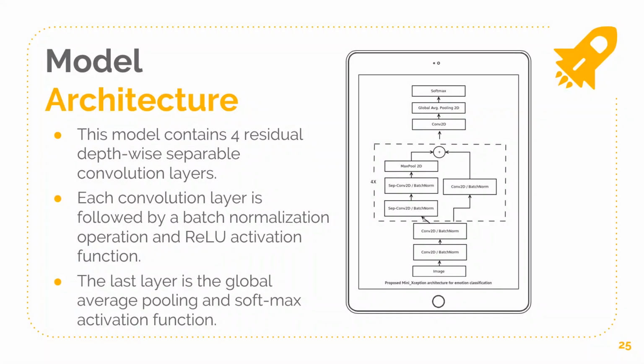This is the model architecture for mini-Xception. It contains 4 residual depth-wise separable convolution layers, and each convolution layer is followed by the batch normalization operation and ReLU activation function. The last layer is the global average pooling and softmax activation function.